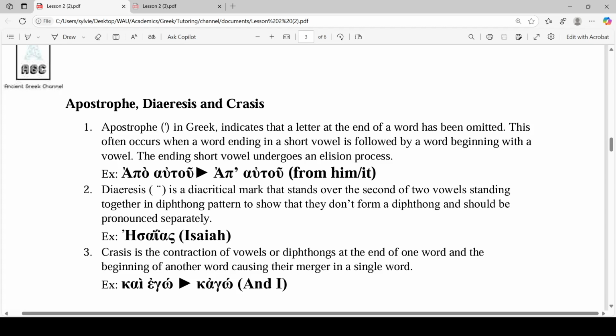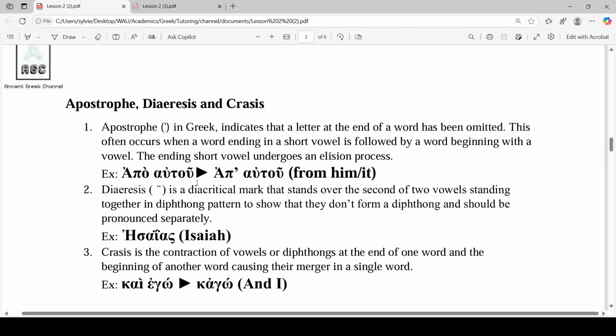Apostrophe in Greek indicates that a letter at the end of a word has been omitted. Okay? And it's usually a vowel. This often occurs when a word ended in a short vowel is followed by a word beginning with a vowel. And in this case, the ending vowel of the first word undergoes a process called elision. It disappears, it chops off. Like in these 2 words, apo autu.